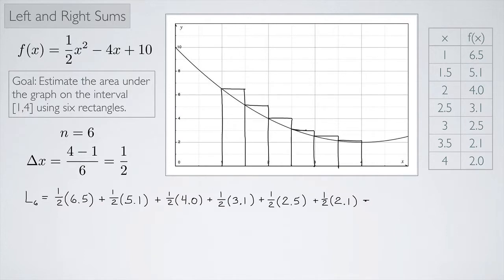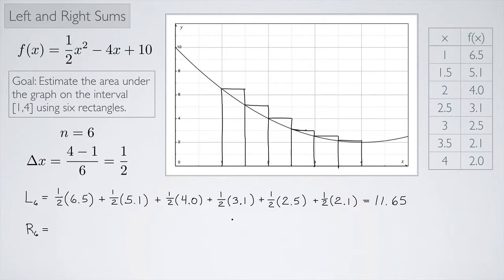And so if we add up all of these 6 rectangles, we end up getting 11.65. And that's going to be my L6 value. That would be the area approximation using 6 rectangles and left endpoints. Okay. So now I want to do the same thing, but I want to calculate R6. So that's going to be using right endpoints.